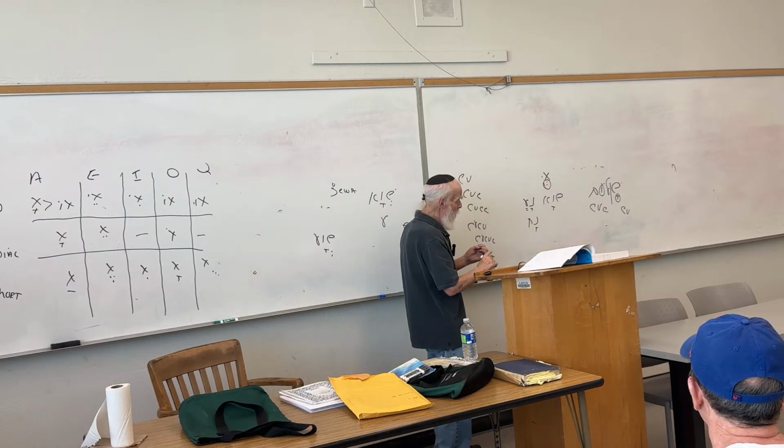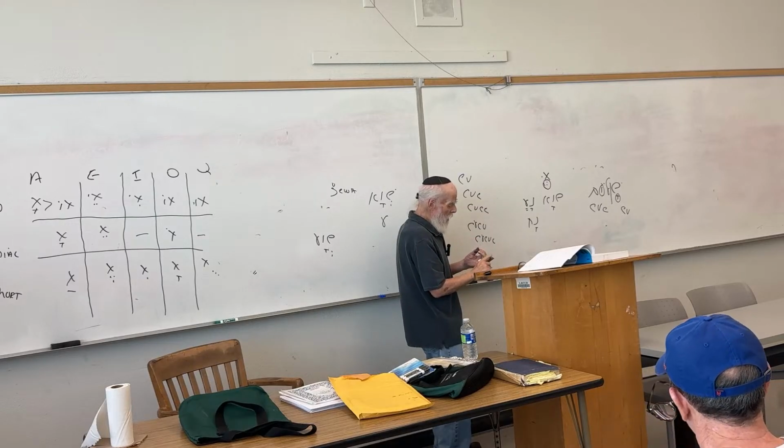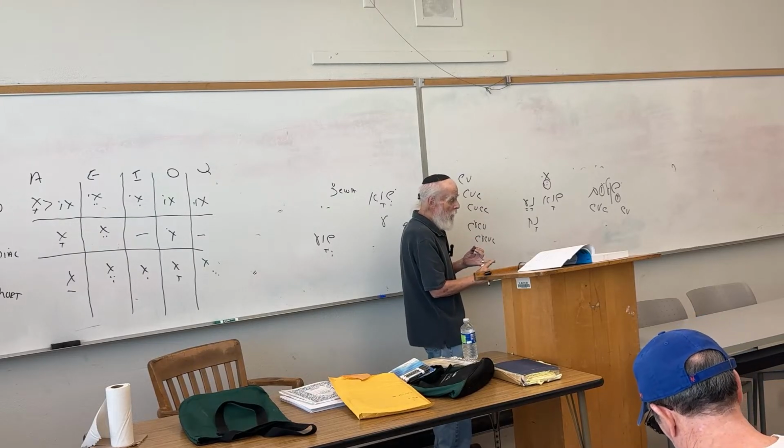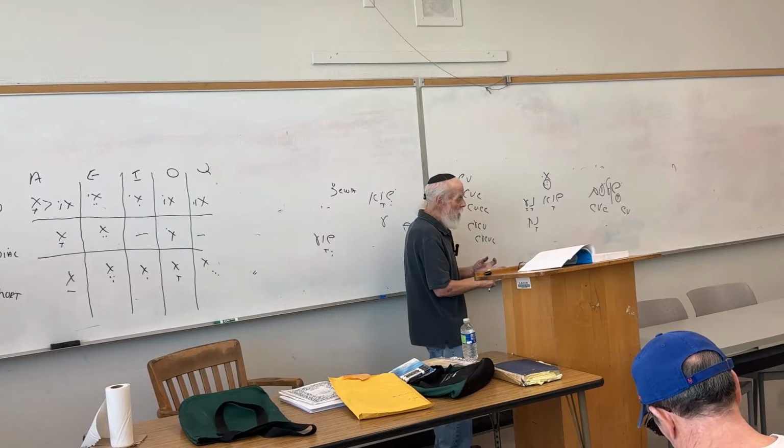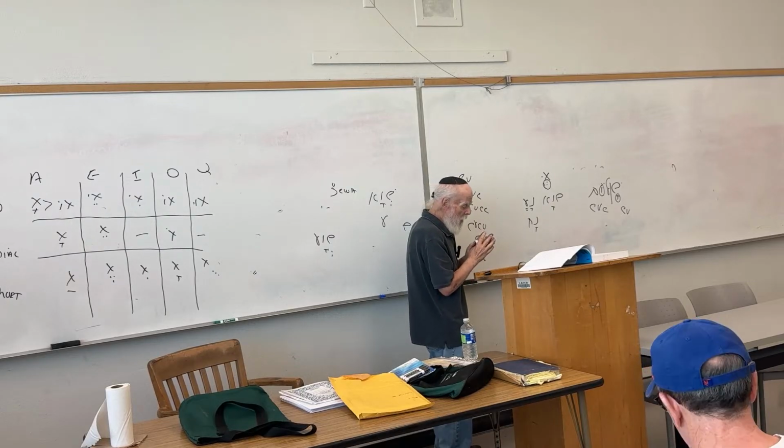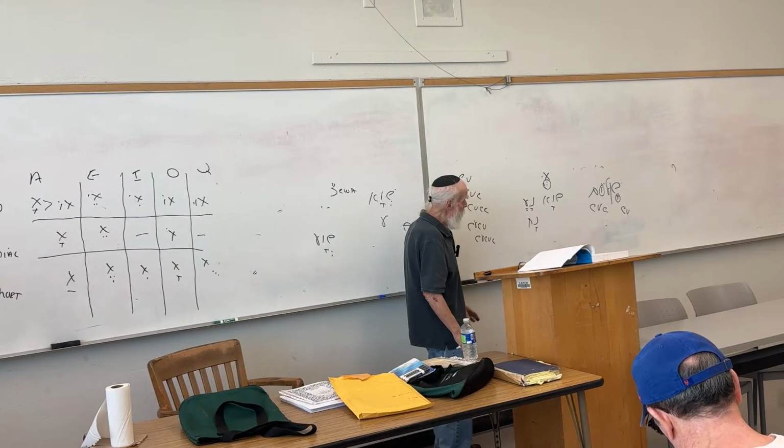The first is an open syllable. A syllable ending in a vowel is called open. A syllable ending in a consonant is called closed. I repeat, a syllable ending in a vowel is open, a syllable ending in a consonant is closed. Shalom.